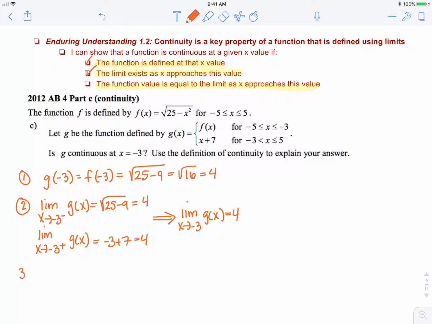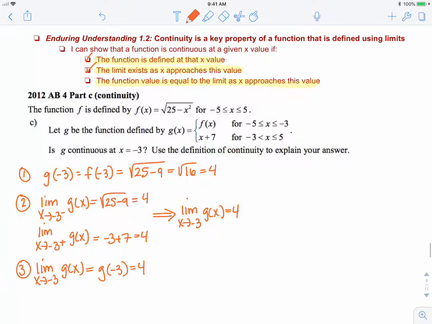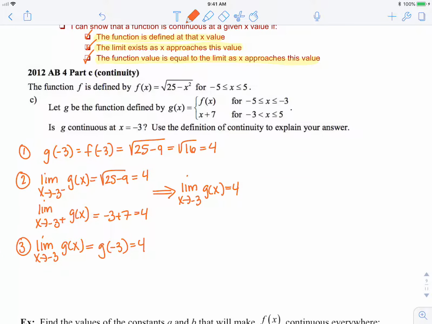So then lastly, step 3, the limit as x approaches negative 3 of g of x equals g of negative 3, which equals 4. We check that. Therefore, g of x is continuous at x equals negative 3. And yes, you must check these three statements before you can make this conclusion.